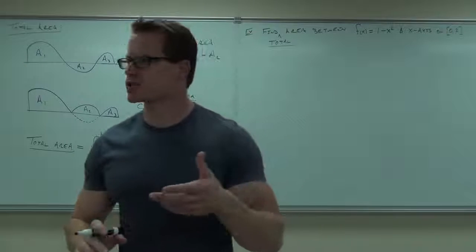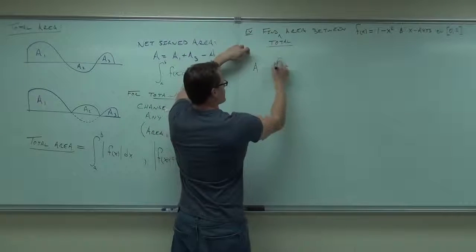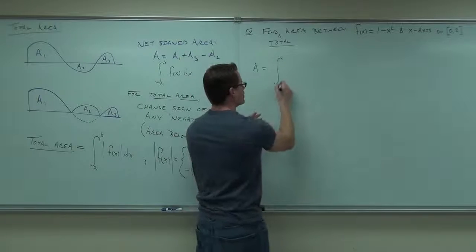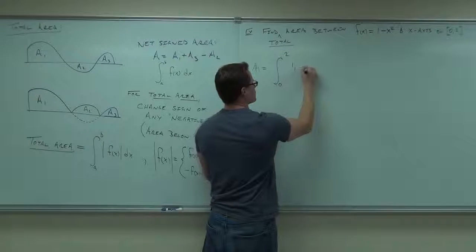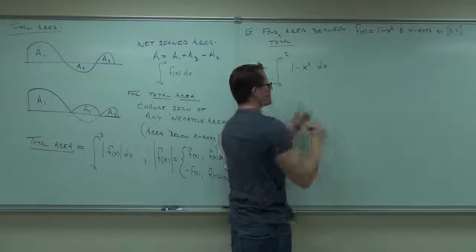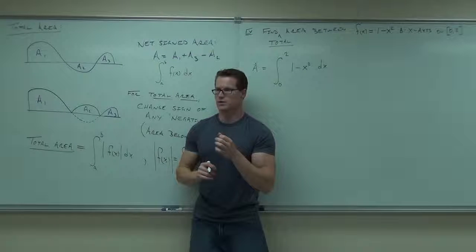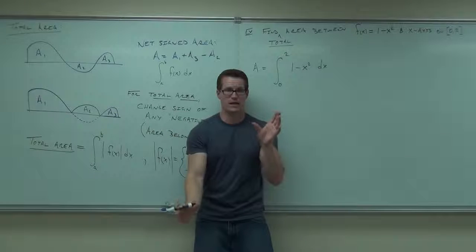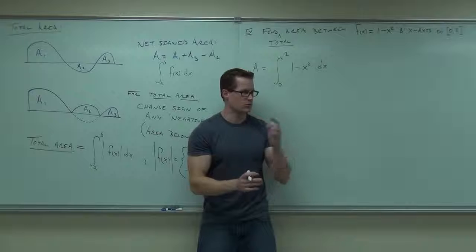Net signed area, you would just take the integral. Look at, here would be net signed area. Where would your integral start, ladies and gentlemen? Where would it end? Your function is 1 minus x squared dx. This right here is net signed area. Do you understand? It would take the area above the x-axis, subtract the area below the x-axis because it would be negative, and that would be your net gain, your net change in area. Okay, that's what that would be.